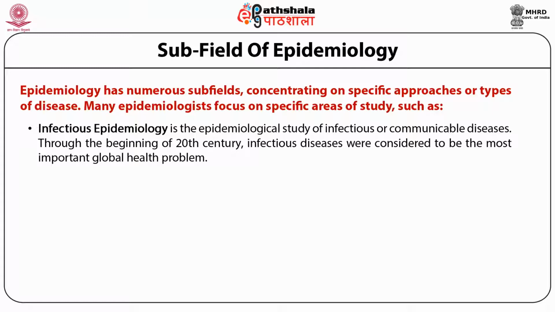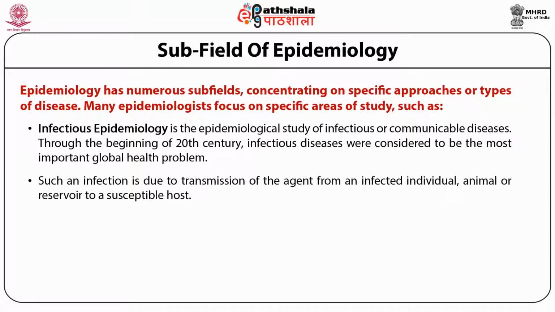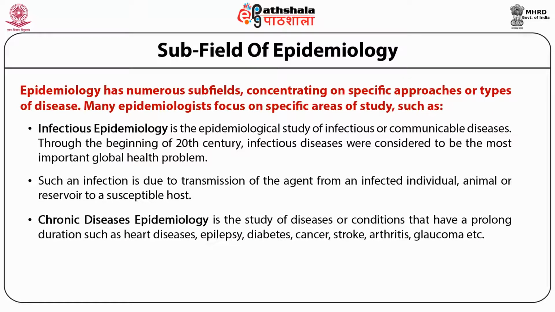Through the beginning of the 20th century, infectious diseases were considered to be the most important global health problem. Infectious diseases are caused by an infectious agent or by the product of an infectious agent. Such an infection is due to transmission of the agent from an infected individual, animal, or reservoir to a susceptible host.